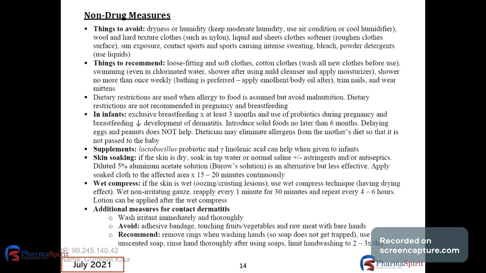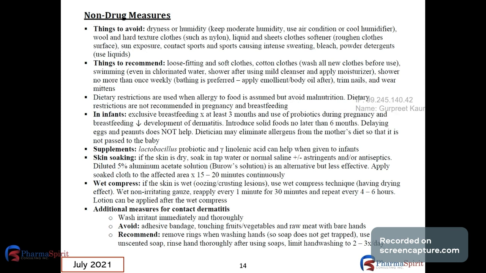Swimming also is something that we can recommend. Even if the water is chlorinated, we can advise the patient to swim. After swimming, the patient may shower to rinse off the chlorine using mild cleanser and apply moisturizer. The patient should shower no more than once weekly, and taking a bath is preferred over taking a shower. And it's very important after taking a bath to apply emollient or body oil, and this is something very important that we'll talk about later as well.